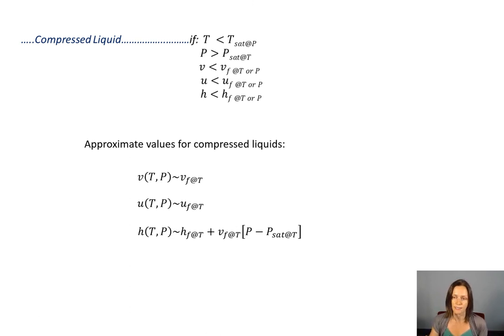The reason it's different, and you can see how they get this in your book, is that it's taken from the approximation for internal energy, u sub f at T, and the definition of enthalpy, which is u plus Pv. Often that second term is very small, and so it's often ignored, but just be aware that it is there.